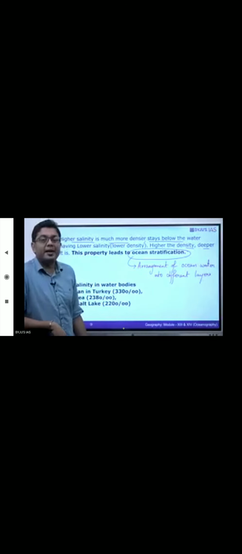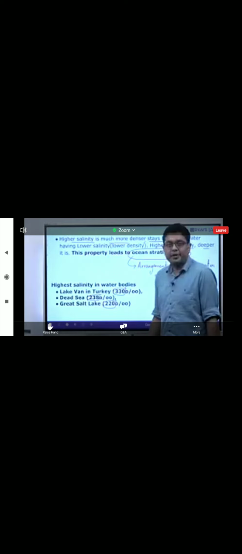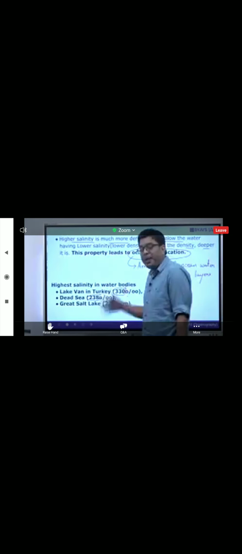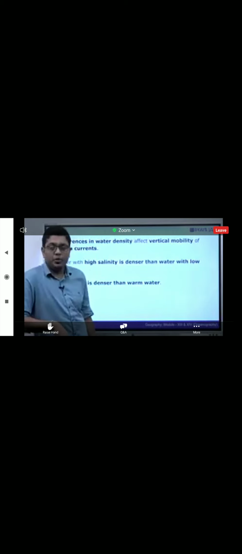Now, this is the data regarding the areas which have some of the highest salinity. So you have Lake Van in Turkey, which has almost 330 grams of salt per kg of water. The Dead Sea has almost 238 grams of salt per kg of water. The Great Salt Lake in the United States has 220 grams of salt per kg of water. So these are basically some of the most saline regions across the world that you will come across.